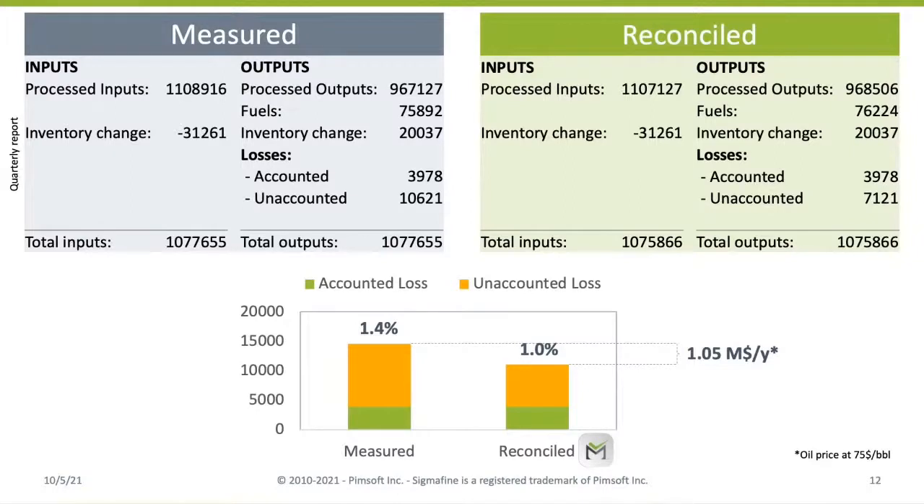Inventories have been almost untouched, as well as accountable losses, which were probably quite well measured already in the origin. However, a remarkable reduction in the unaccountable losses was achieved, bringing a reduction from 1.4% to 1%. Considering again an oil price at $75 per barrel, the benefit is slightly above $1 million.